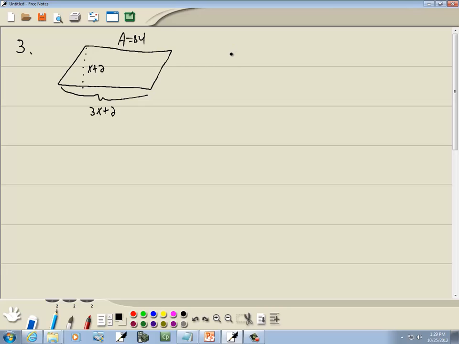So our area of a parallelogram is base times height. Well, area we said was 84. Our base is this bottom piece, which is 3x plus 2. And our height is this dotted line, which is x plus 2. Now we want to solve this, and this side's already factored, so it seems like we'd set each factor equal to 0, but there isn't a 0 over here.